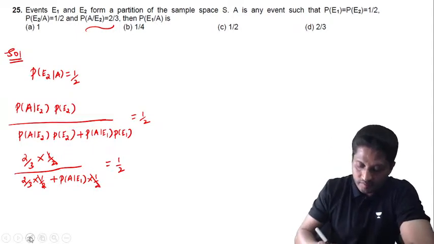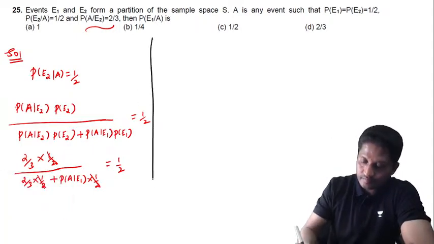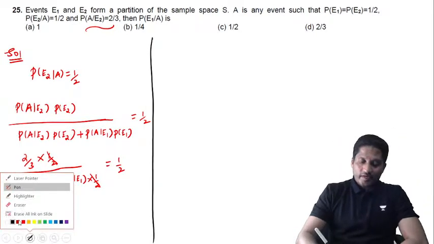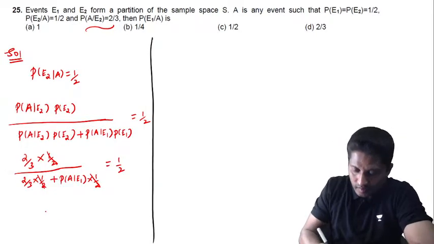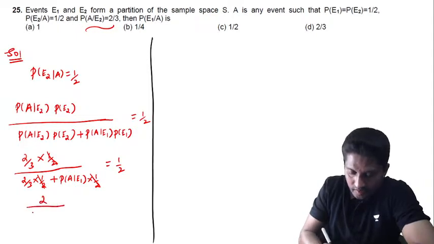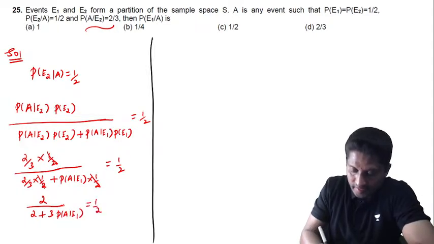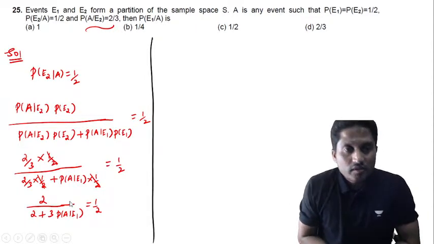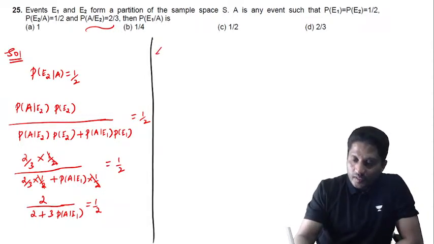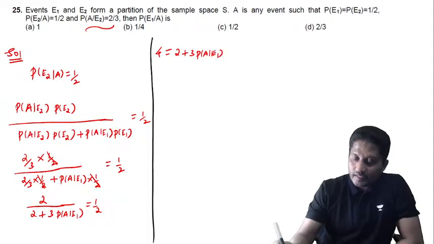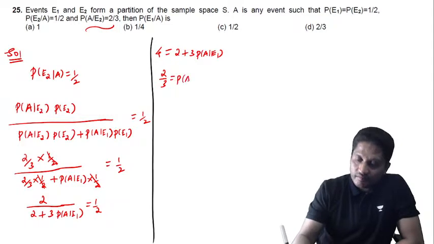Now if I take LCM 2, LCM 3 here, if I take LCM 3 and simplify, this becomes 2 divided by 2 plus 3 P of A given E1 is equal to 1 by 2. I skip one step. I took LCM 3, it will get cancelled. It's understood. Now if I cross multiply, you will get 4 is equal to 2 plus 3 times P of A given E1. Okay, and then you get 2 by 3 is equal to P of A given E1.